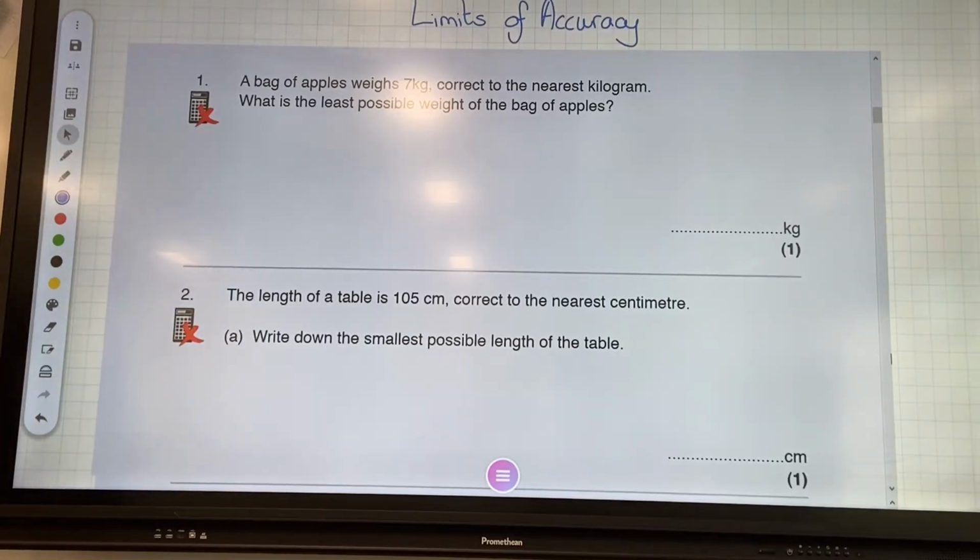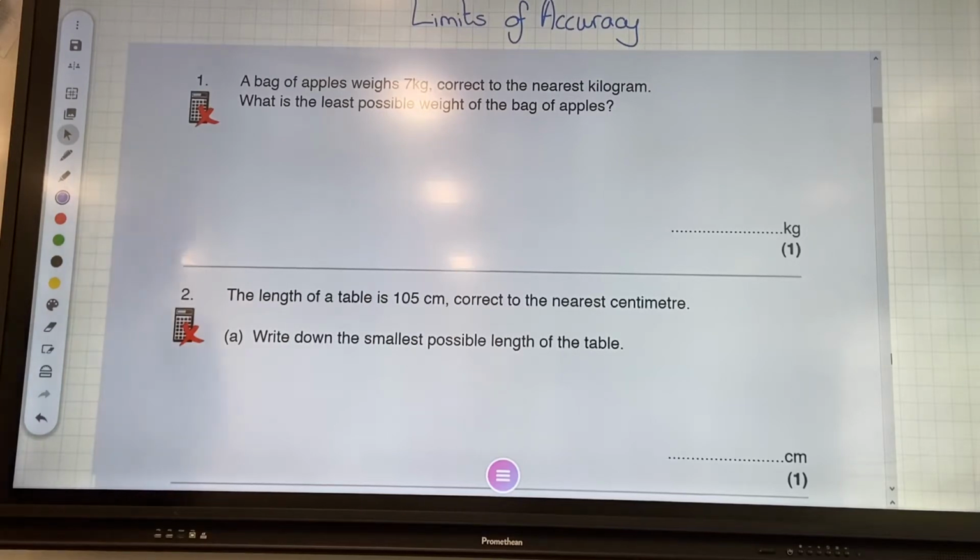Okay, now this realistically is just a different version of rounding. I've got a few questions and we're going to go through the method. The method never really changes, all that happens is just a change of numbers. So we'll have a look at a few questions now.